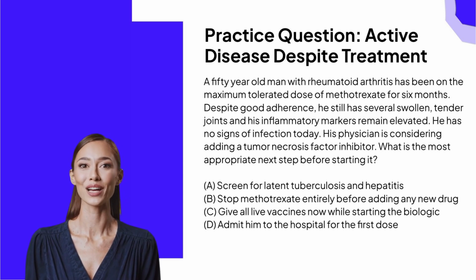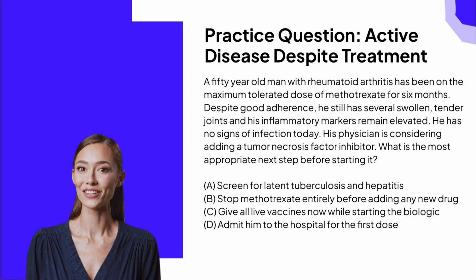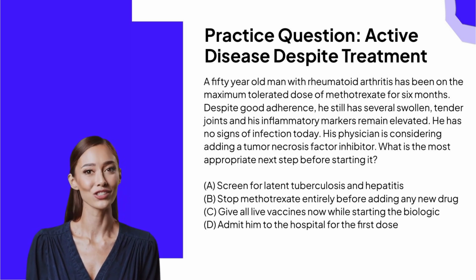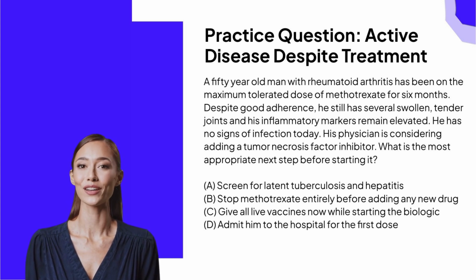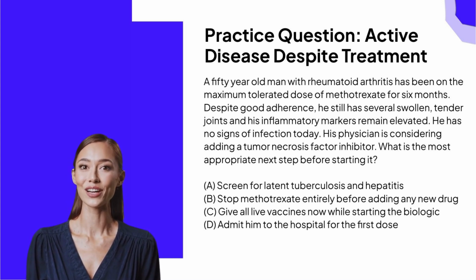A 50-year-old man with rheumatoid arthritis has been on the maximum tolerated dose of methotrexate for 6 months. Despite good adherence, he still has several swollen, tender joints, and his inflammatory markers remain elevated. He has no signs of infection today. His physician is considering adding a tumor necrosis factor inhibitor. The question asks for the most appropriate next step before starting it.